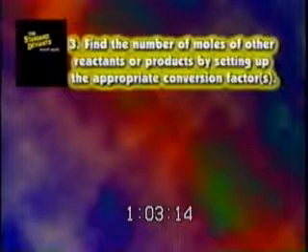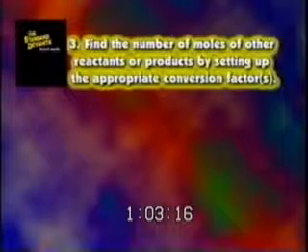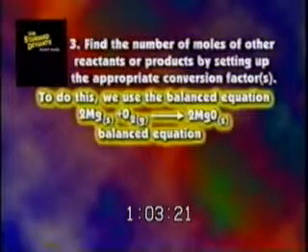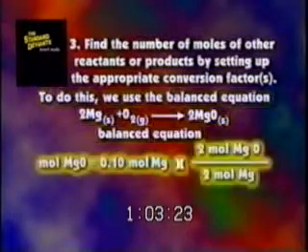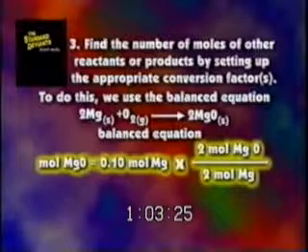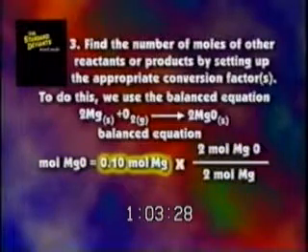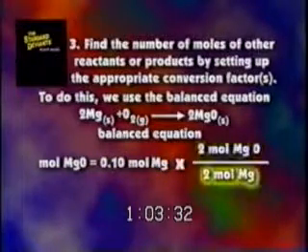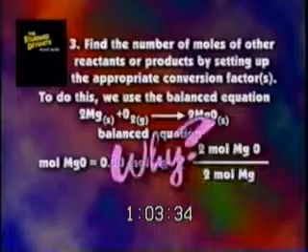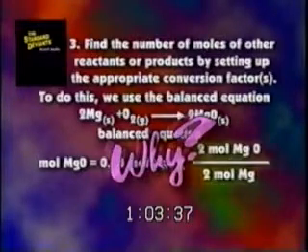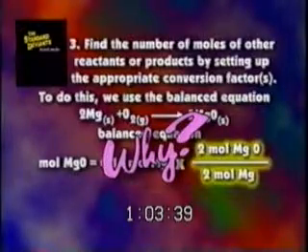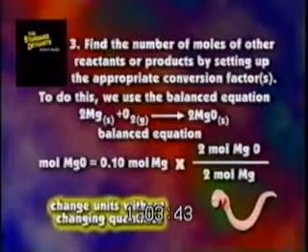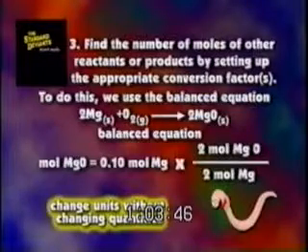Now we'll find how many moles of the product magnesium oxide there are by setting up a conversion factor. We base the conversion factor on information from the balanced equation. So here's the conversion factor. We'll multiply the number of moles of magnesium we have, which we just calculated, by 2 moles of magnesium oxide over 2 moles of magnesium. Why? Because multiplying by 2 moles of magnesium oxide over 2 moles of magnesium changes our units without changing quantities. It's the unit factor method again.